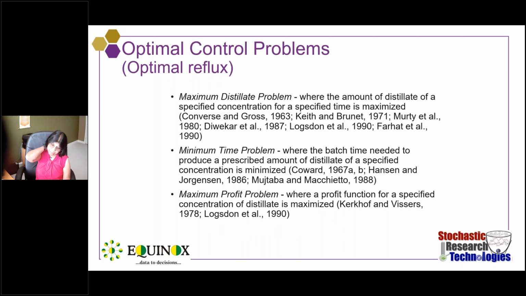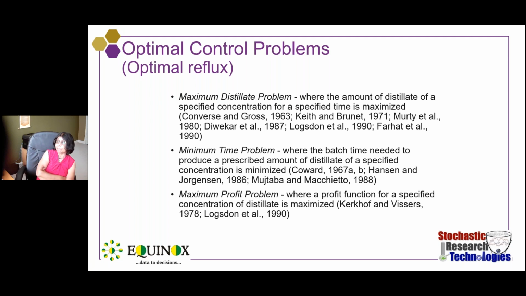The maximum distillate problem is where the amount of distillate of a specified concentration for a specified time is maximized. So fix the batch time and say that I want to maximize the amount of distillate of this average purity. I haven't included everybody's name here, but there were a lot of people who worked on this. Then the minimum time problem: I can fix the total amount I want of specified purity, but I want to minimize batch time. Different people worked on this problem. Again, I haven't included all of them here, but it started in 1960 and continues to date.